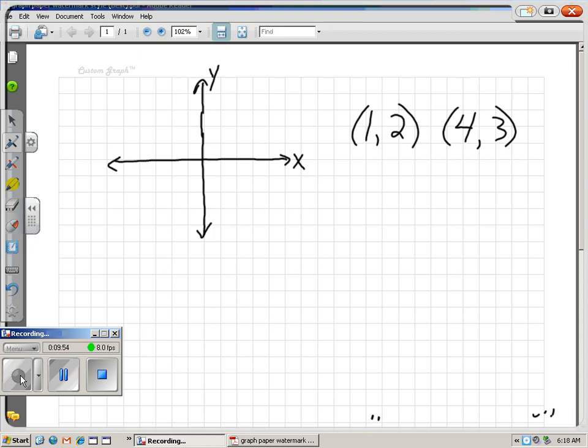Okay, now what if I give you a couple points and I say, hey, what's the slope of the line that goes through these 2 points? Well, there's an easy way and a hard way to do this. Let's do it the hard way. The hard way is to draw the graph and put those points on it.